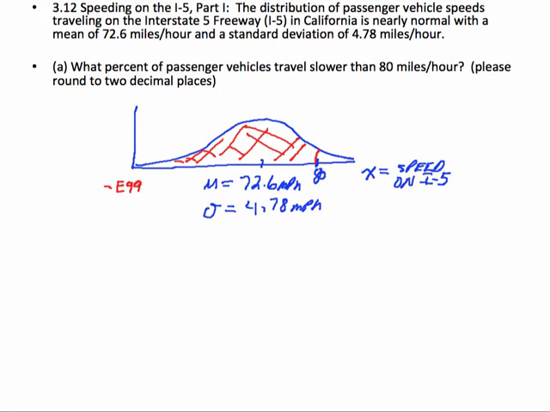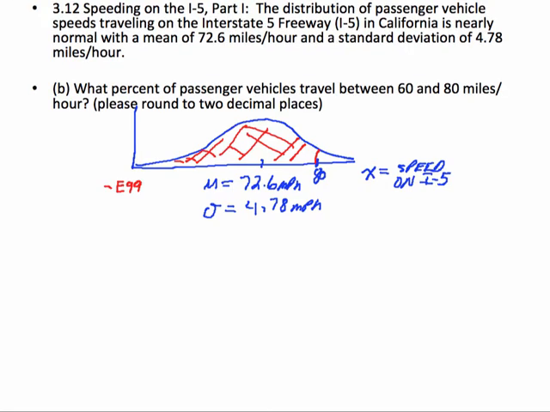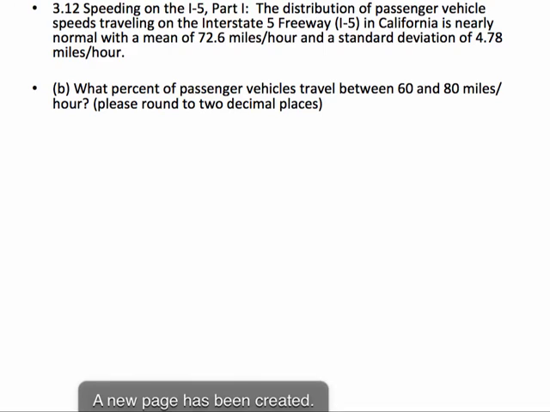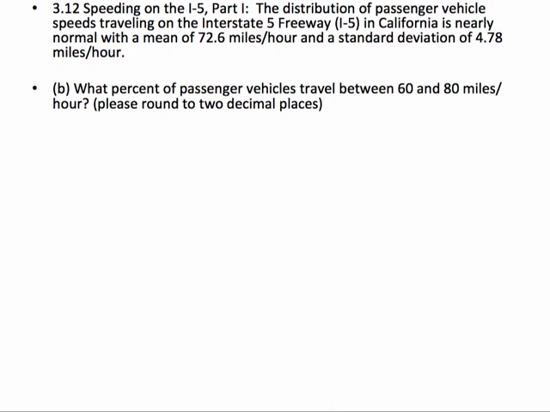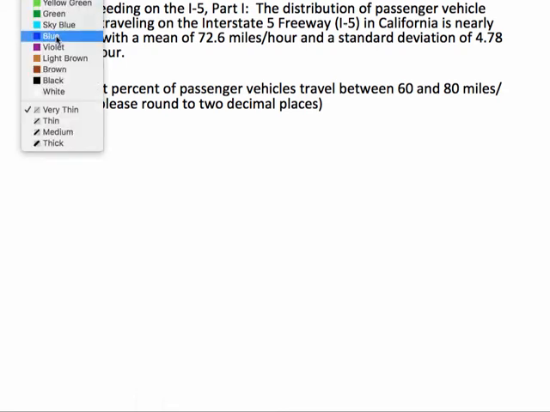Let's take a look at the next part for this. So on part B, it says what percent of passenger vehicles travel between 60 and 80 miles per hour? Round to 2 decimal places. Be sure when you input these into the computer system that you round off correctly. That's always a drag to get it wrong because you rounded off incorrectly.